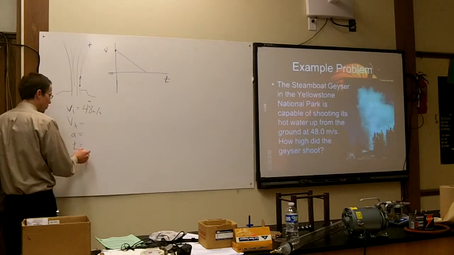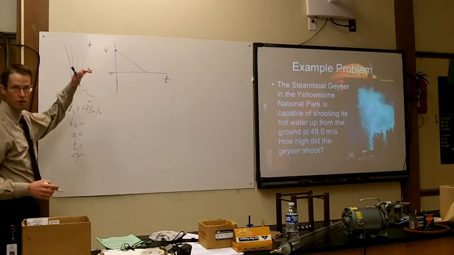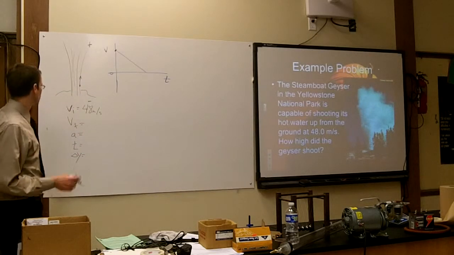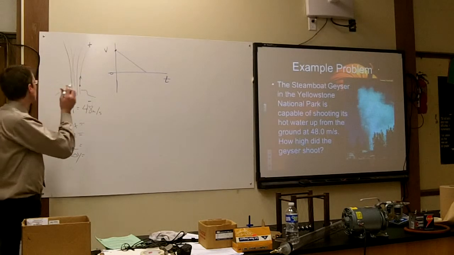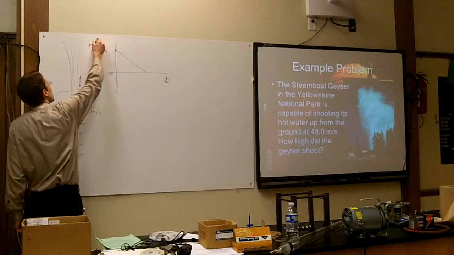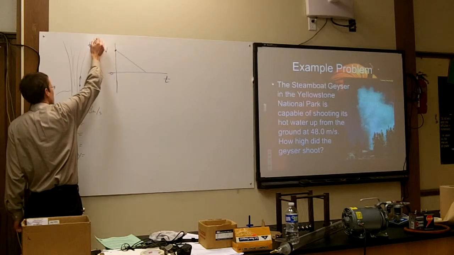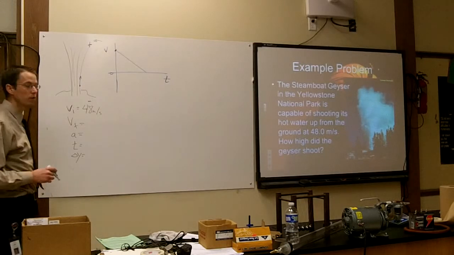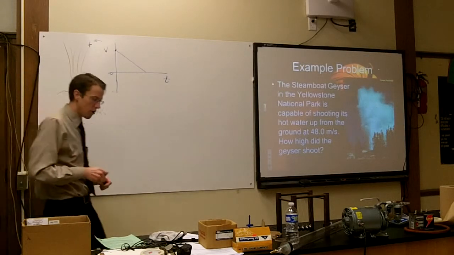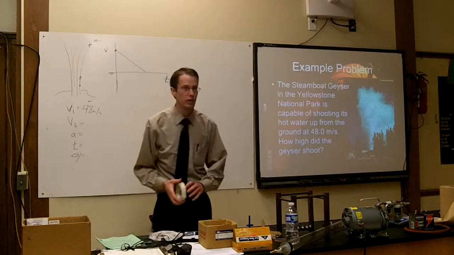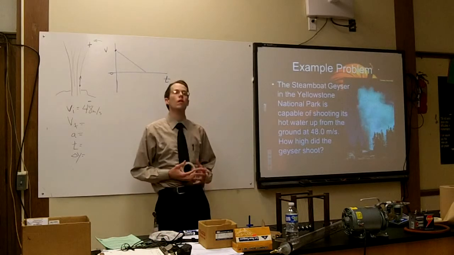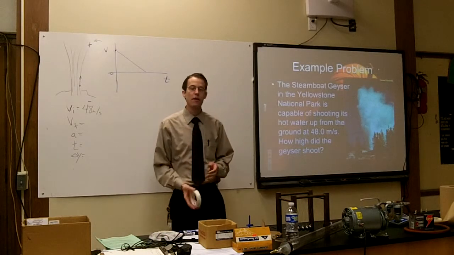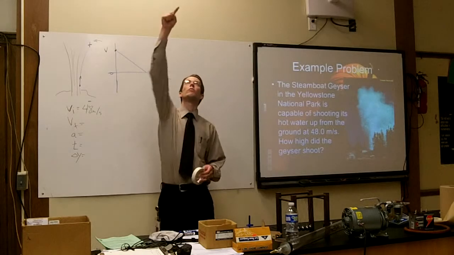Now again, I use delta Y this time because it's vertical. Okay. So we want to follow this water until it's up here. When it's up here, what's its speed? Zero. When I throw this tape up in the air, for example, I launch it out of my hand somewhere up here.